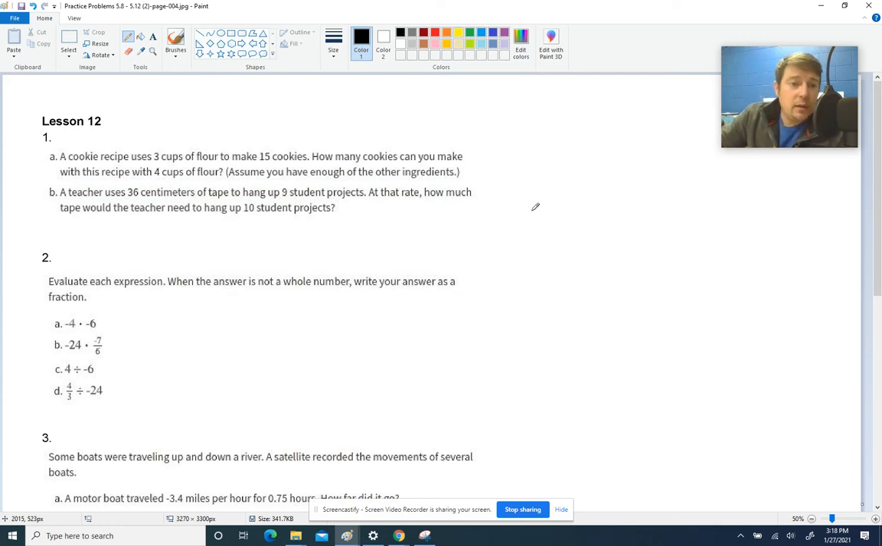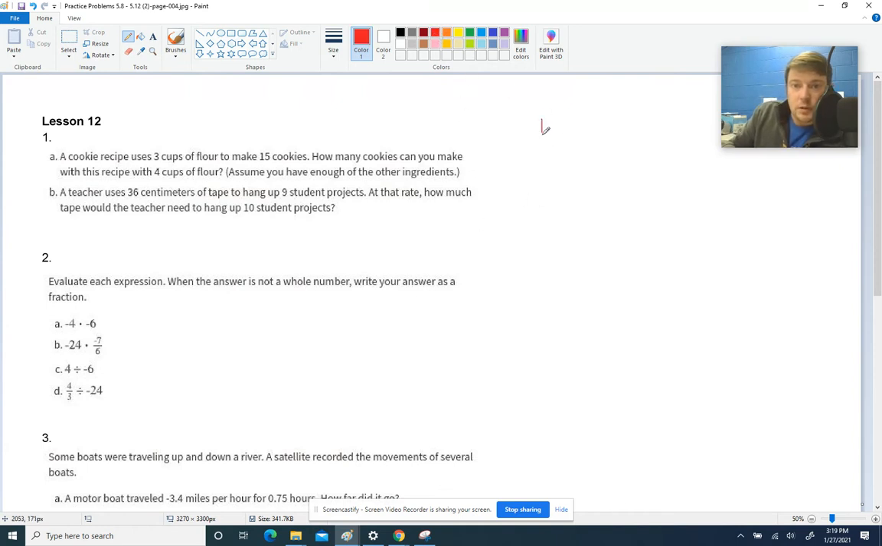Last page of your homework, lesson 12. Let's knock it out. We've got a cookie recipe that uses 3 cups of flour to make 15 cookies. How many cookies can you make with this recipe with 4 cups? Assume you have enough of all of the other ingredients.